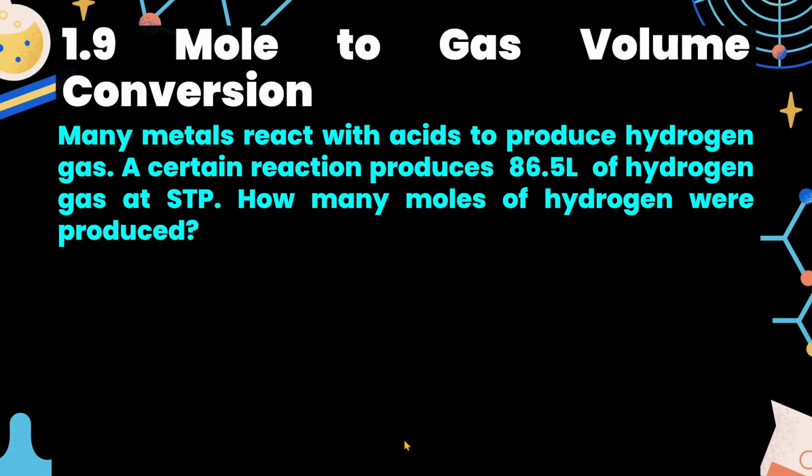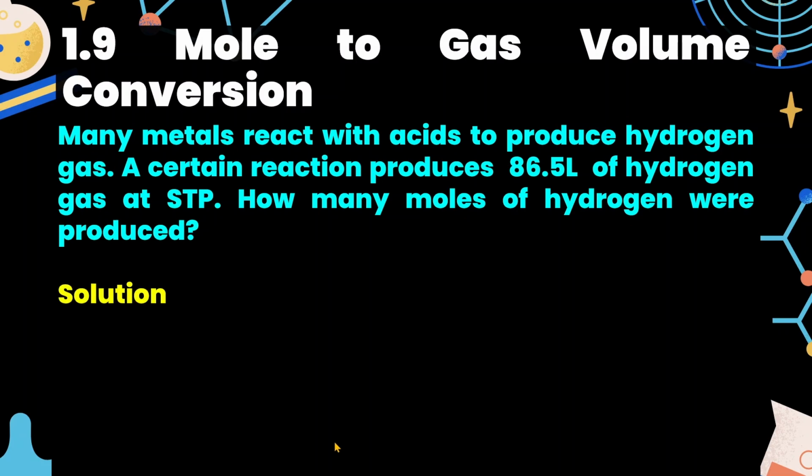Let's try this value in an actual problem. Many metals react with acids to produce hydrogen gas. What if a certain reaction produces 86.5 liters of hydrogen gas at STP? So how many moles of hydrogen were produced?